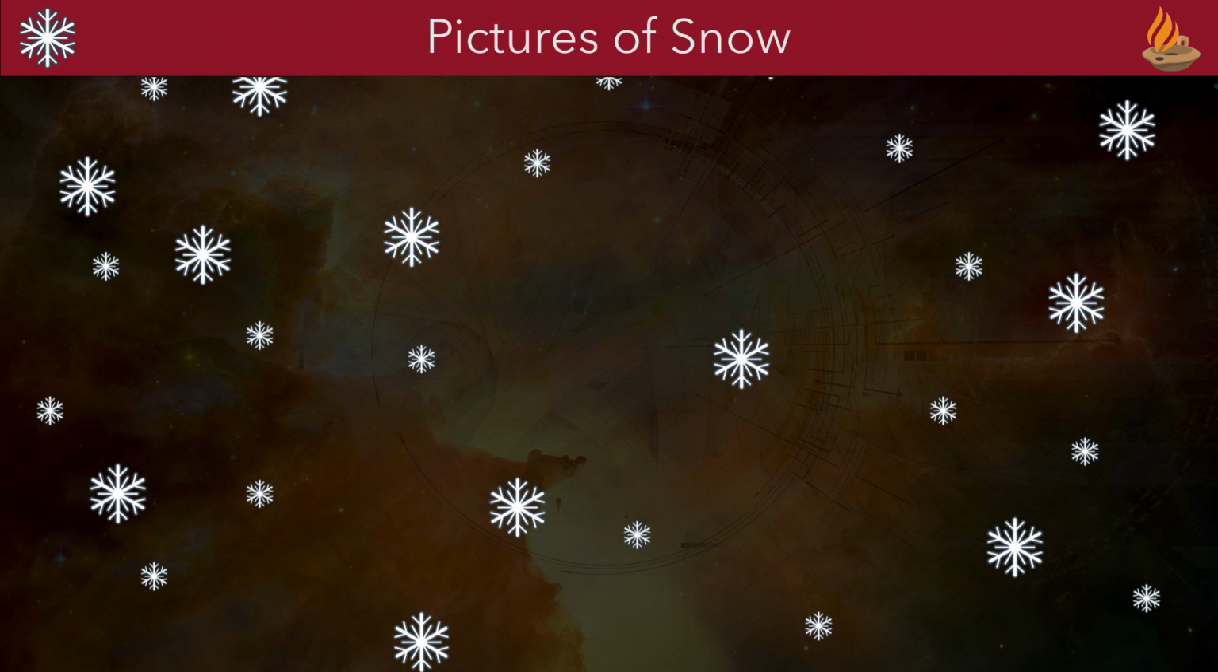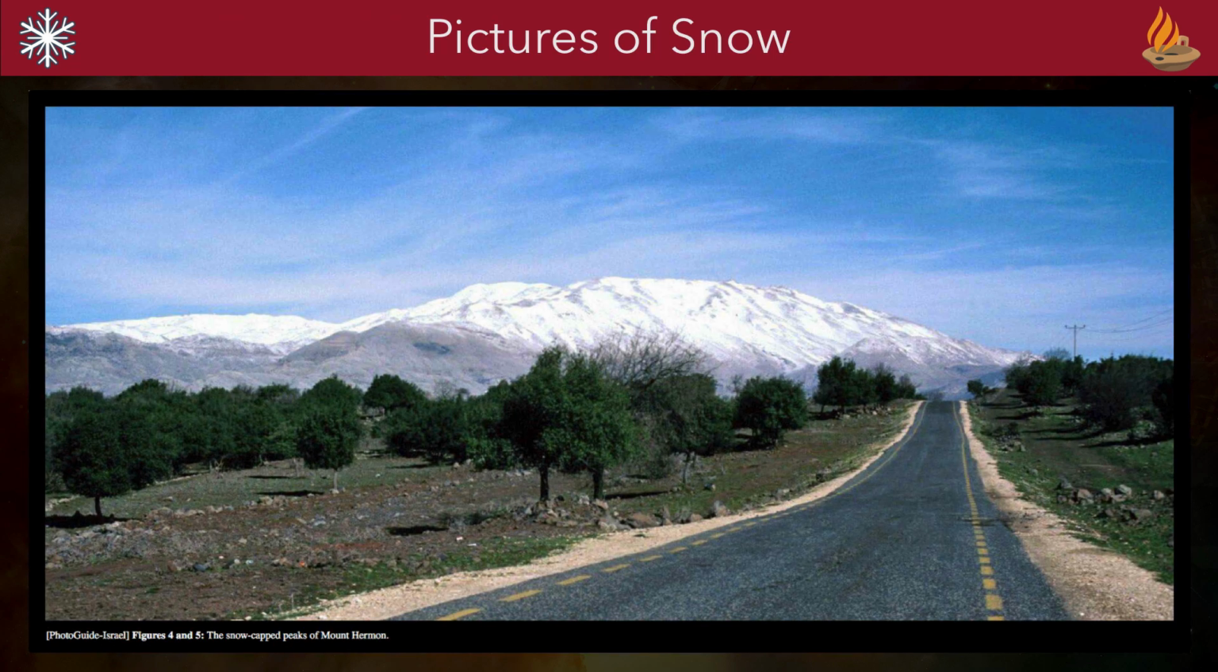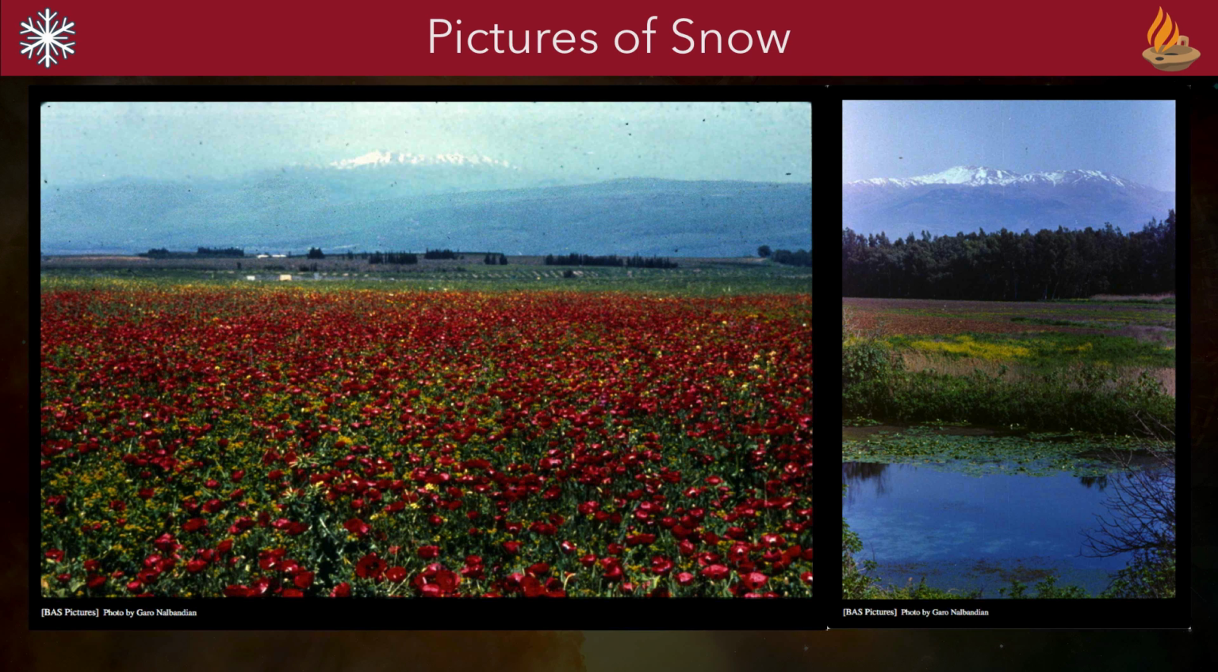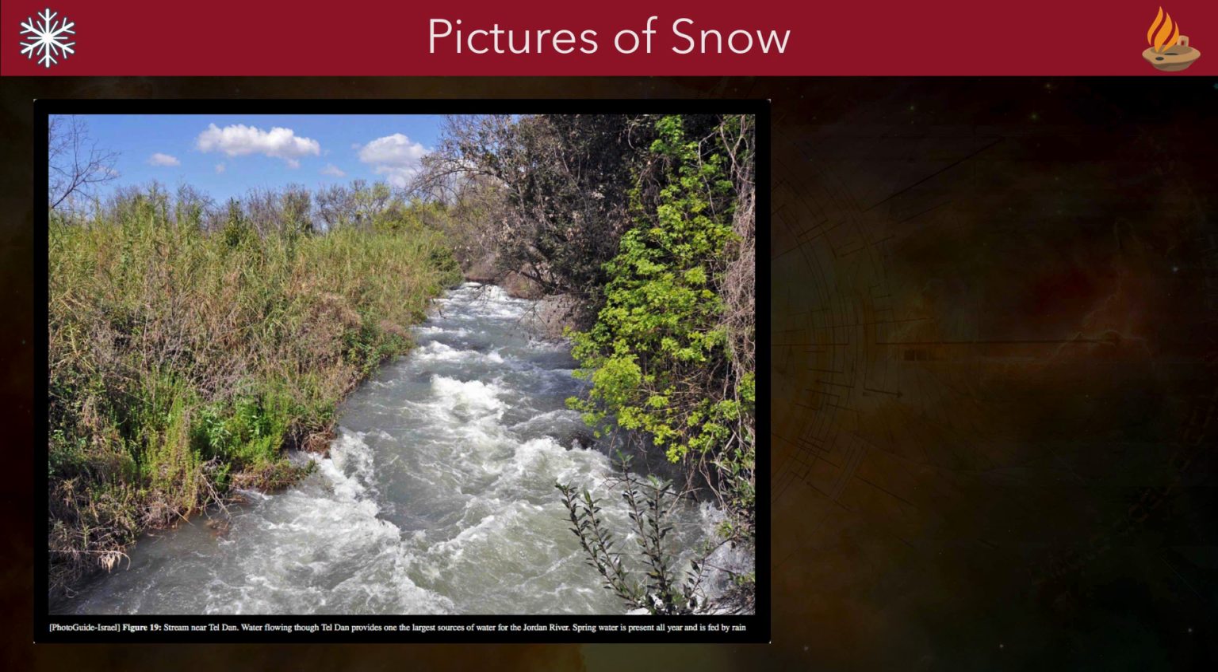Here's a sample of the photographs I found. As one might expect from the summary, most of the pictures I found of snow were on Mount Hermon. Here's one from the Photo Guide Israel, showing Mount Hermon in the distance. These two, both from BAS and showing blooming poppies, provide visual evidence of how the snow lingers long into late spring.